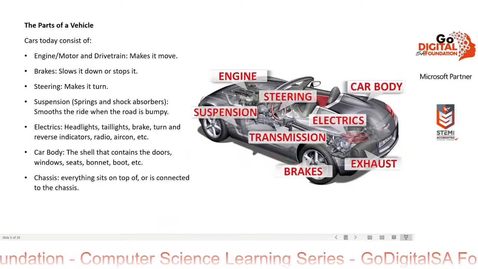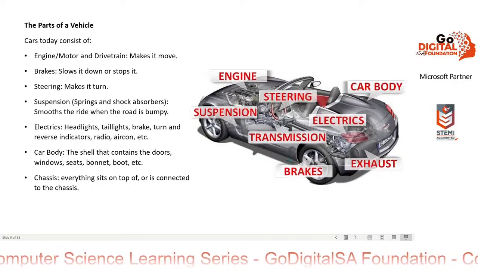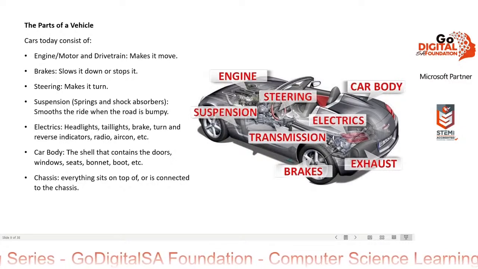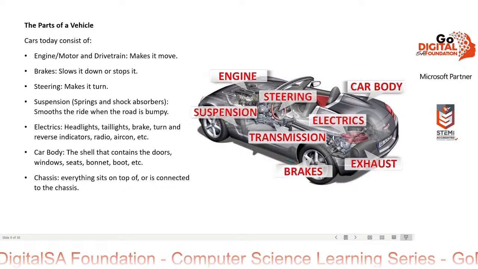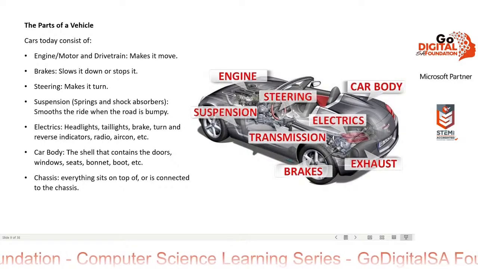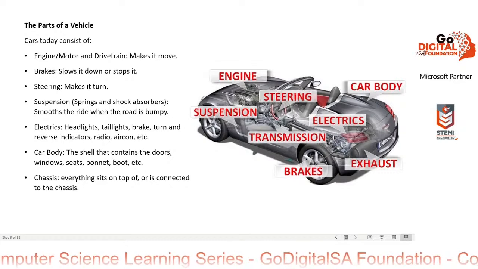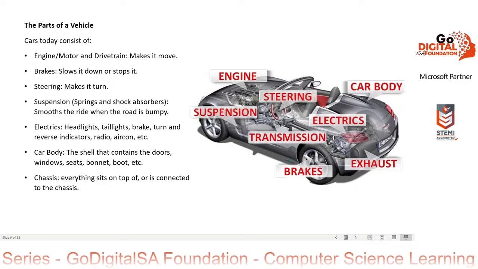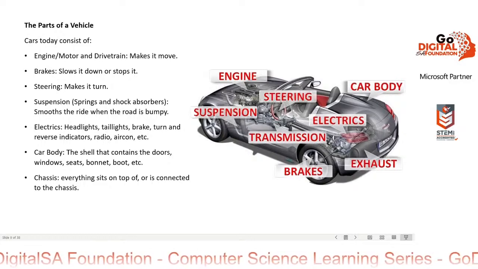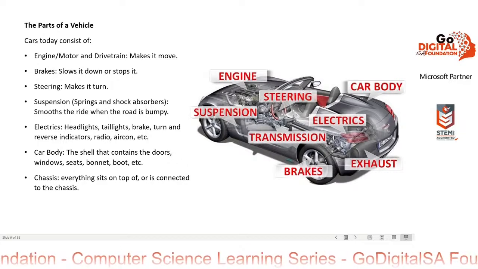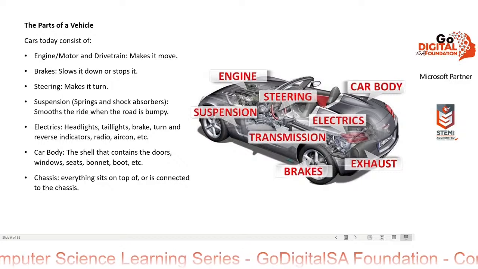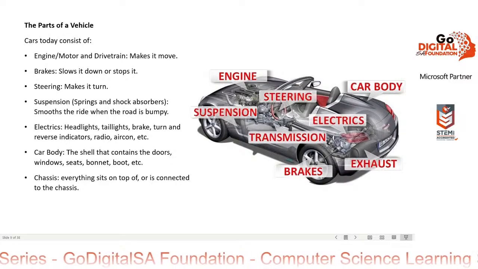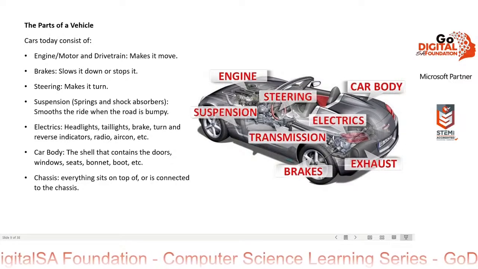Cars today consist of an engine for an ICE vehicle or a motor for an electric vehicle, and the drivetrain. That's what makes it move. Brakes slow it down or stop it. Steering makes it turn. Suspension, which is springs and shock absorbers, smooths the ride when the road is bumpy. Electrics: headlights, taillights, brake, turn, and reverse indicators, the radio, the air conditioner, and so on. The car body, that's the shell that contains the doors, the windows, the seats, the bonnet and boot, or the hood and the trunk, and so on. And the chassis. Everything sits on top of or is connected to the chassis.